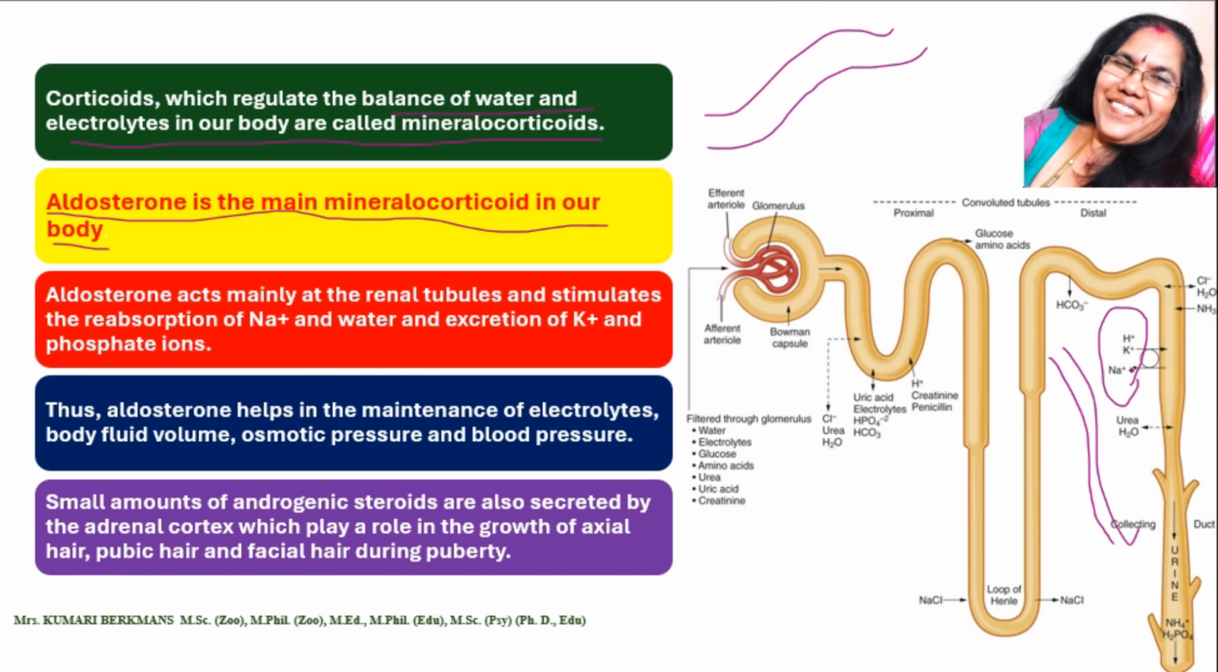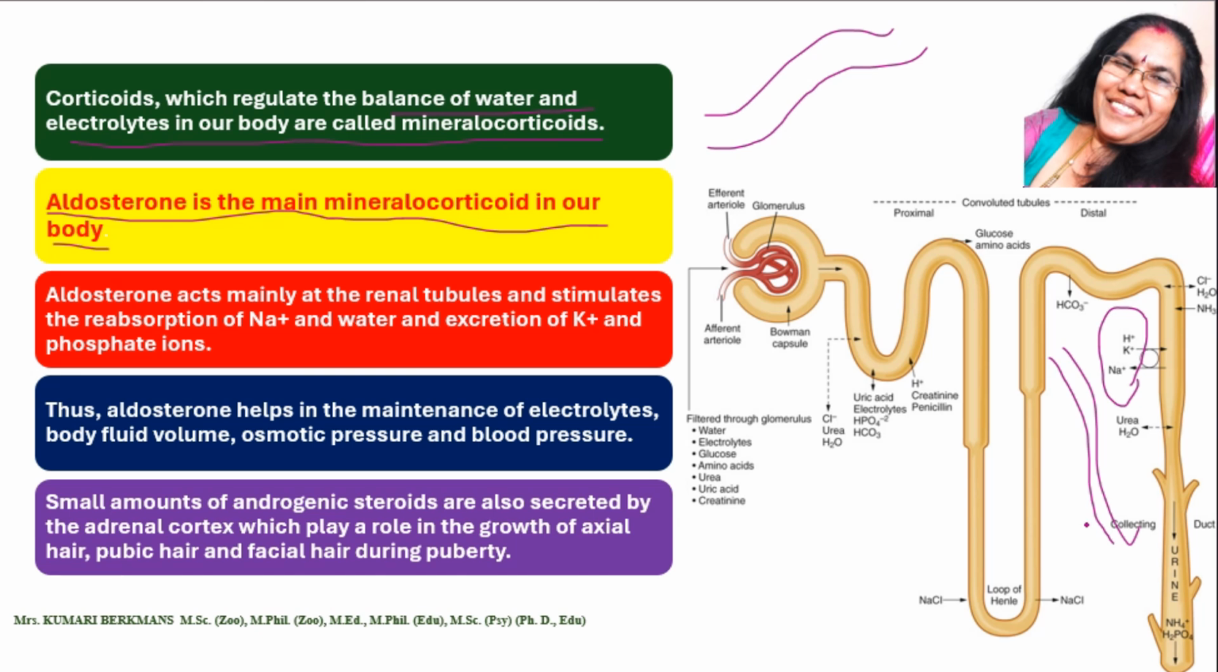So, why is it maintained? And one more thing is that osmotic pressure as well as blood pressure is maintained by aldosterone, and a small amount of this hormone is a special type. It is called an androgenic steroid.